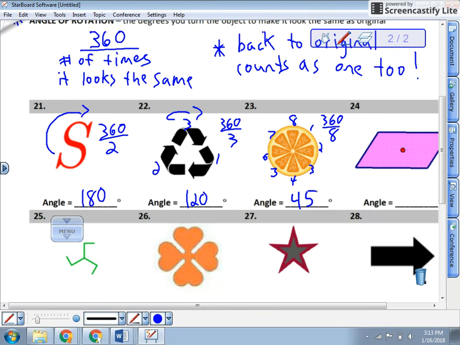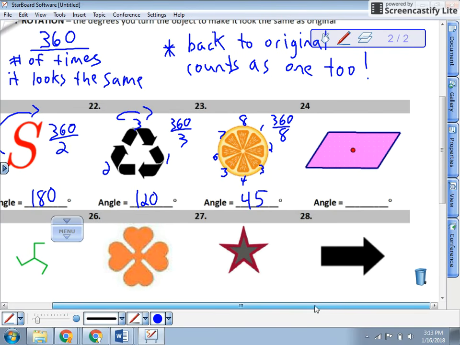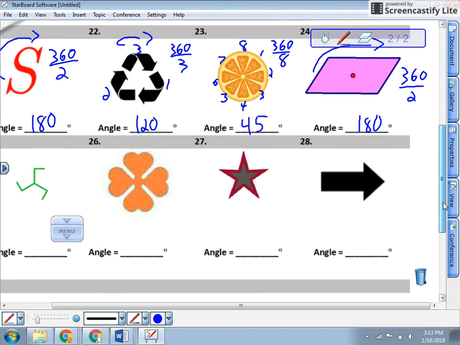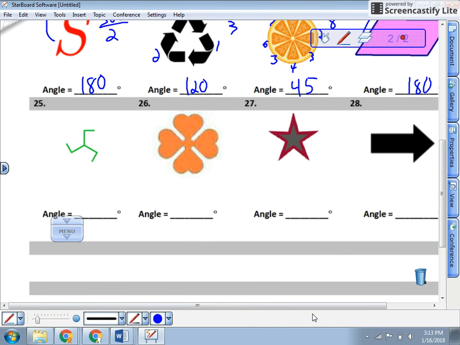Okay, a couple more. I mean, that's all we're doing for this one. This one, again, I could rotate it once and then back to the original. So this would be 360 divided by 2. That'd be another 180 degree turn. This one you can see again, 1, 2, 3. So 360 divided by 3, 120.